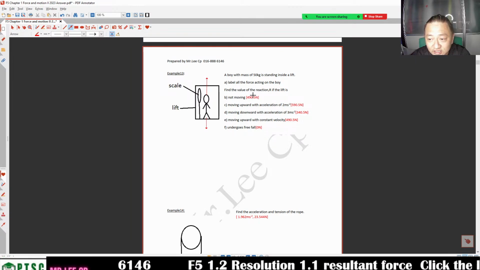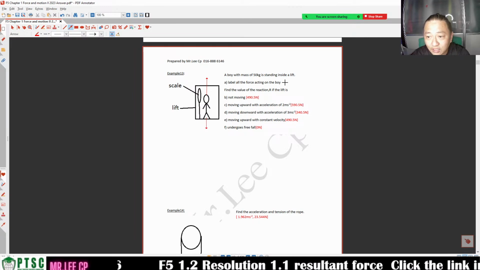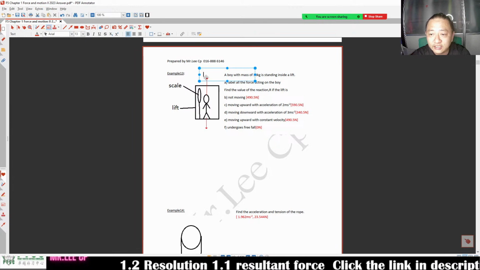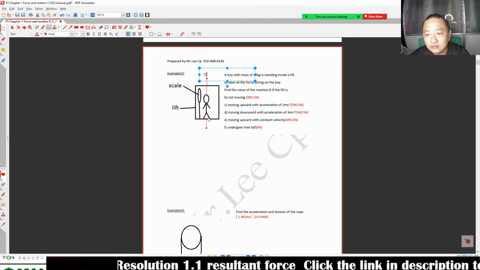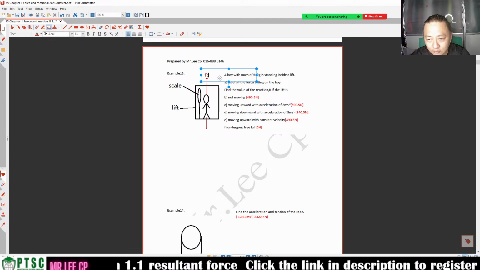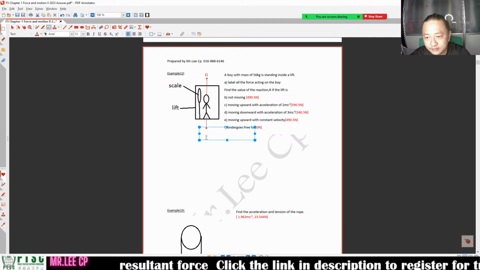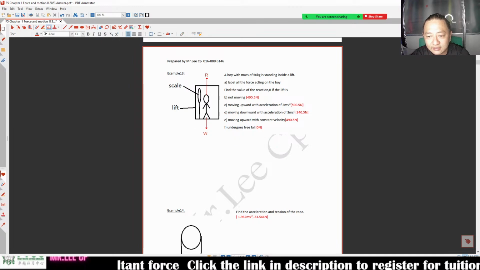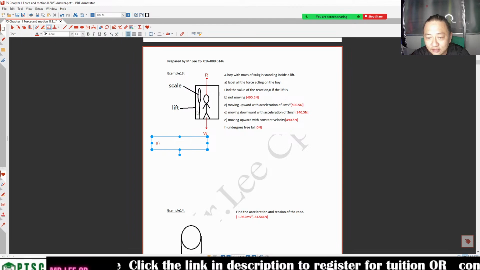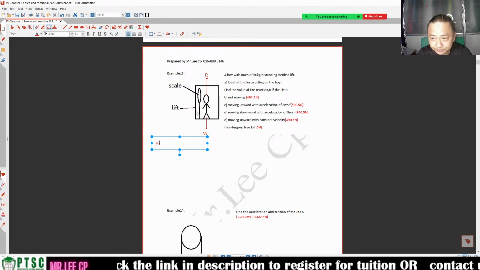This thing, it is moving or not moving, I don't know. The question hasn't told me yet. So I label all things in. This one is called R, reaction. And then this one is called weight. They will ask you to calculate later. Now we are going to part B.